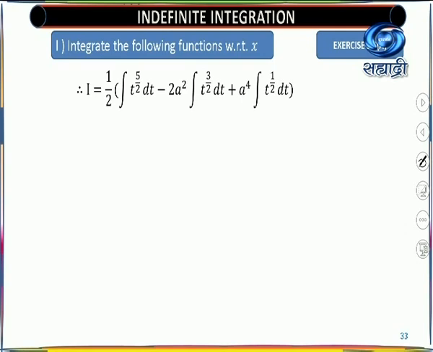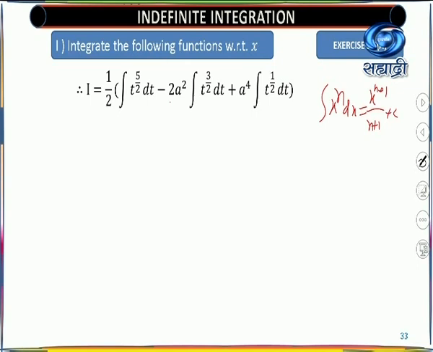But this half is multiplied to complete the term. Therefore, there is a bracket. Don't forget to write the bracket if it is multiplied to all the terms. So we are using half into bracket integral t raised to 5 by 2 dt minus 2a square integral t raised to 3 by 2 dt plus a raised to 4 integral t raised to half dt. As usual, we are using our formula, integral x raised to n dx is nothing but x raised to n plus 1 upon n plus 1 plus constant of integration.